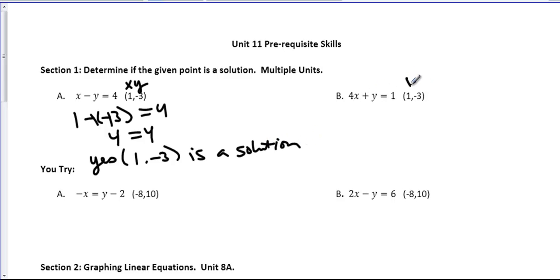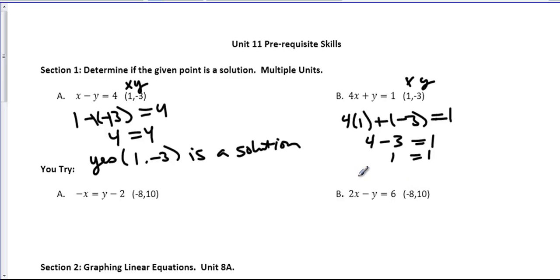Another quick example, same thing, going to plug my pieces in. Be really careful with my substitution. That's going to be 4 minus 3, which is 1. Also checks out. So we're going to say yes.